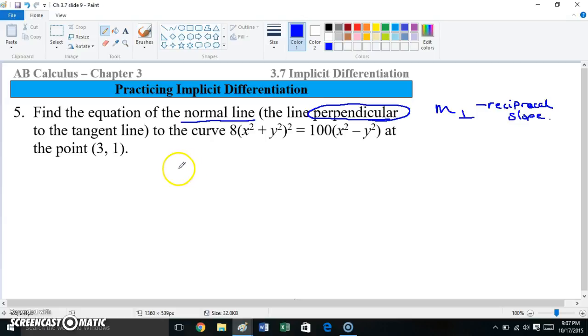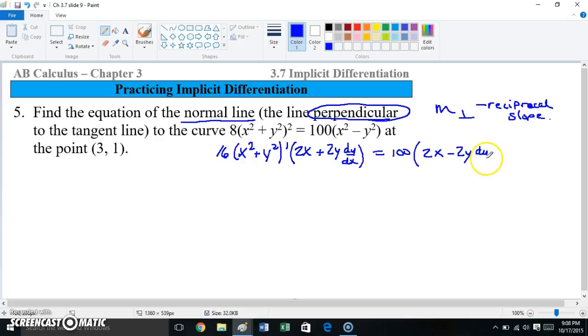Okay, so first thing, let's find the derivative, and we need to find the slope at 3, 1. This derivative looks a little messy just to start here, so we're going to get 16 times x squared plus y squared to the first power, but then I must multiply by the derivative of the inside, which is 2x plus 2y dy/dx, equals 100 times 2x minus 2y dy/dx.